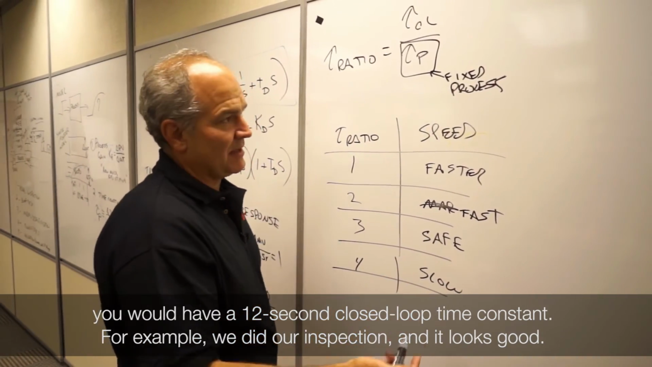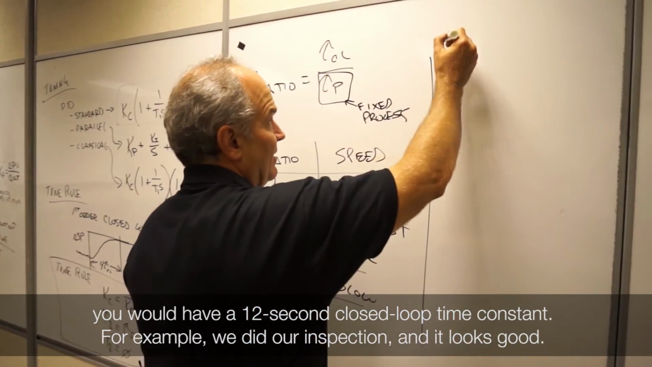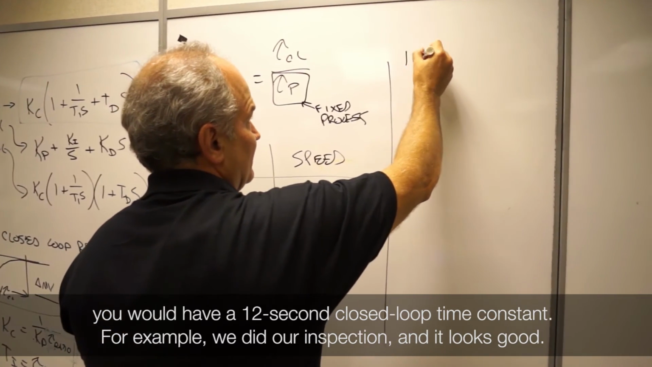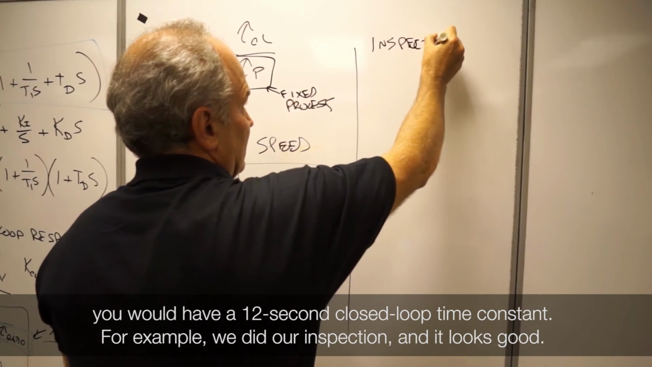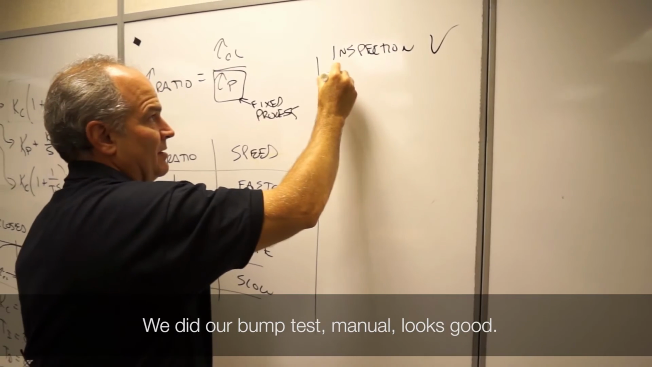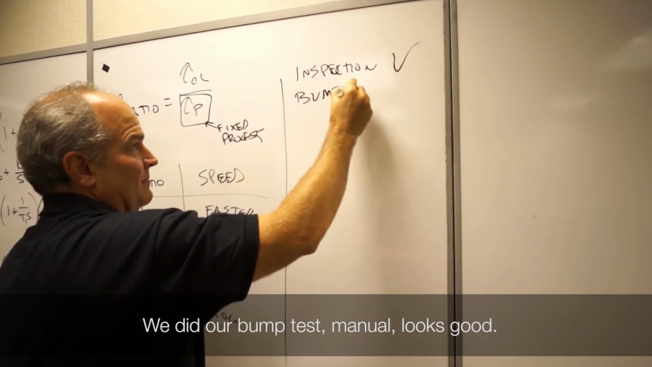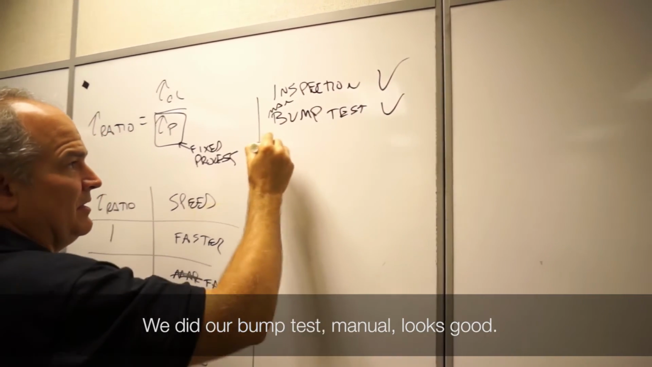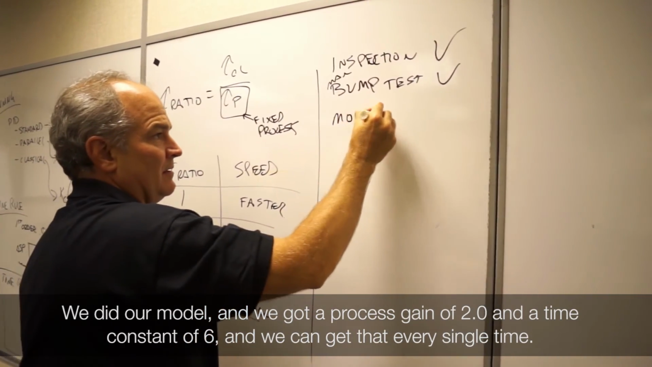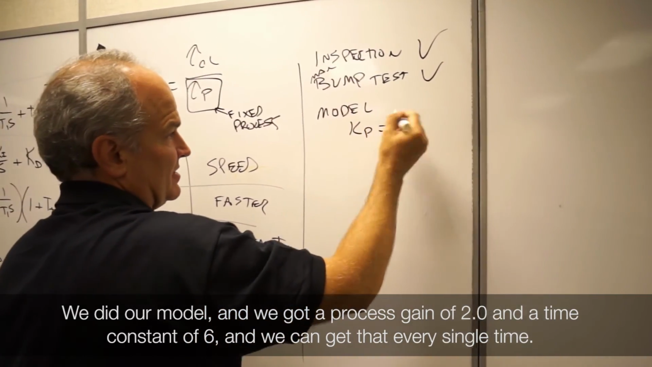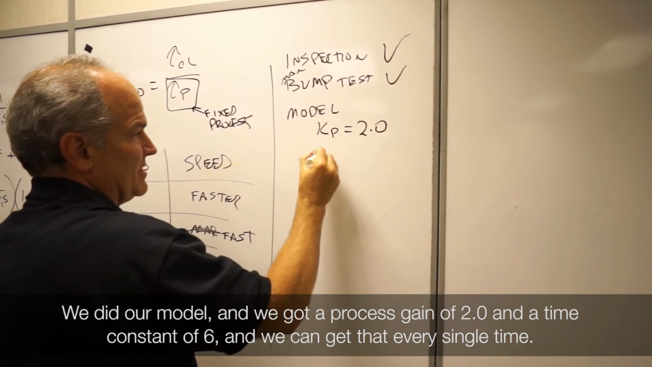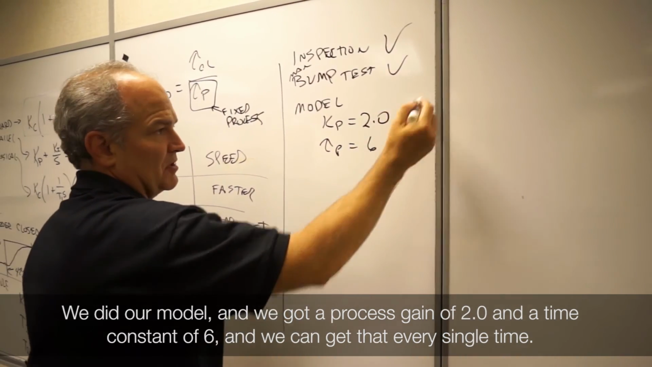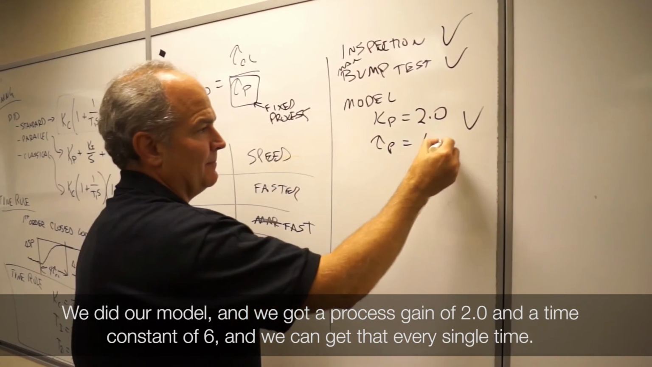So for example, let's do an example now. Let's say we did our inspection and it looks good. We did our manual bump tests, looks good. We did our model, and we got a process gain of, let's say, 2.0, and a time constant of 6. Looks good, and we could get that every single time.